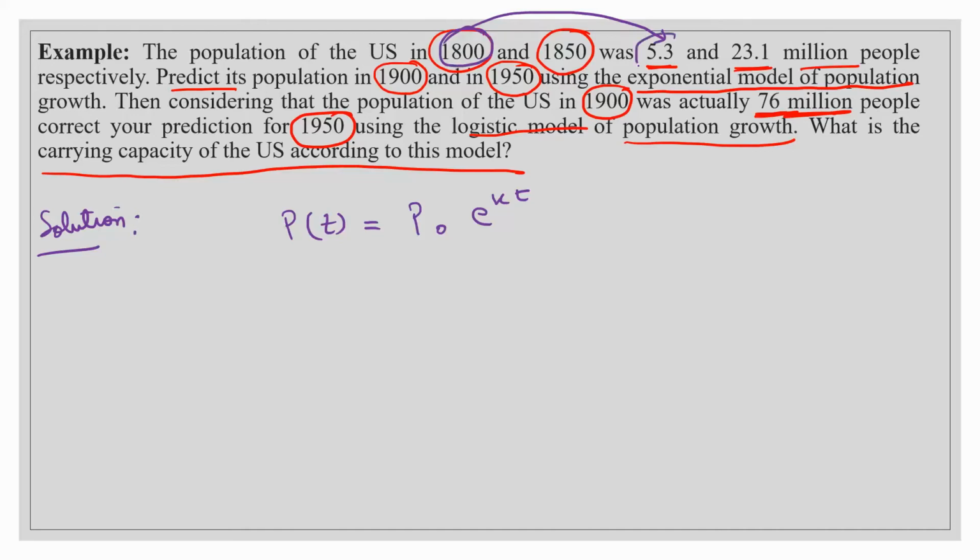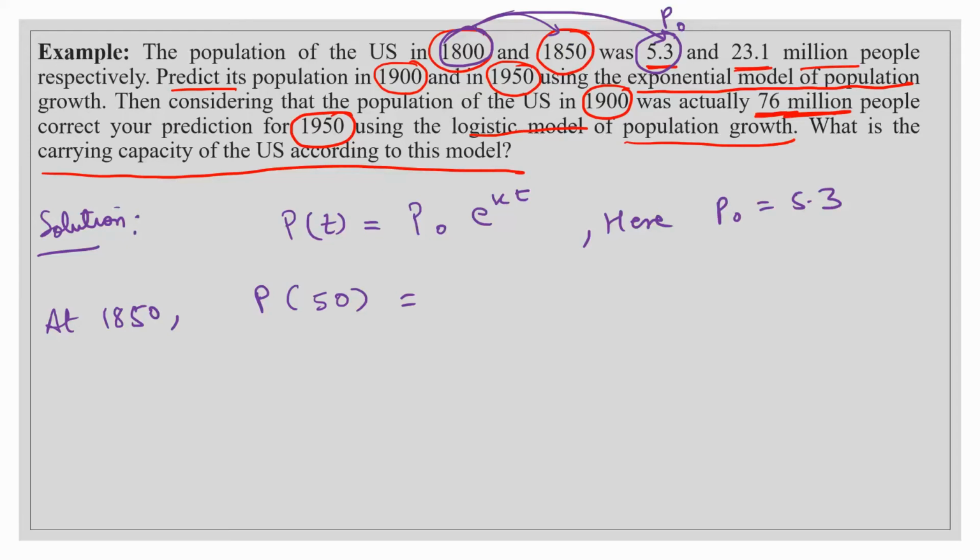This one will be our P naught. So I will just write down here our P naught is 5.3 million. So according to the given information, what we have been given is that at P50, that means I am talking about 1850, because this was the reference point, and if you see the gap from the reference point in 1850, it's 50 years.